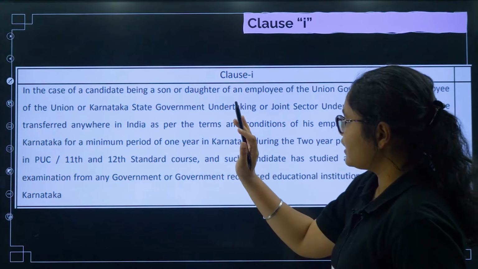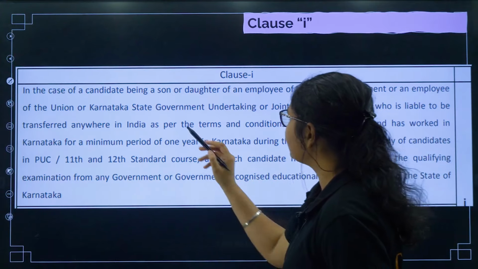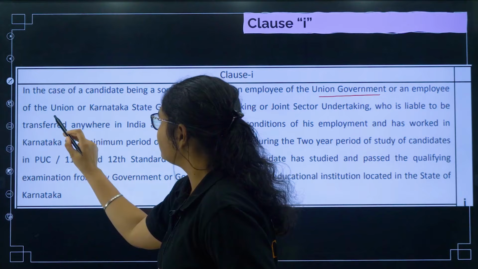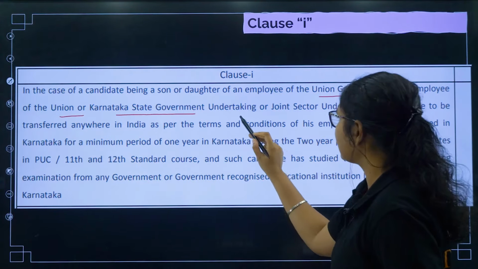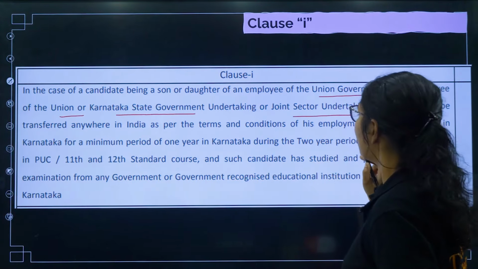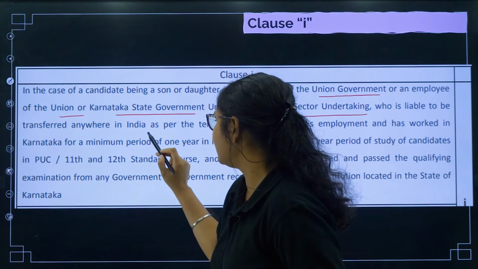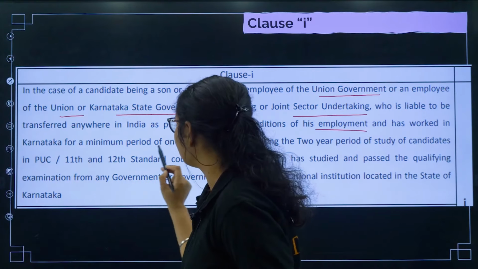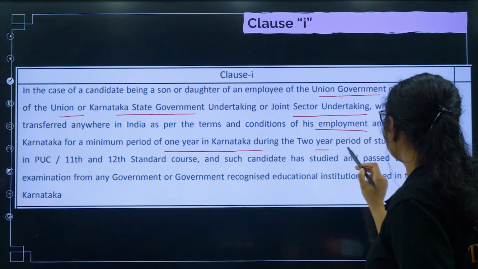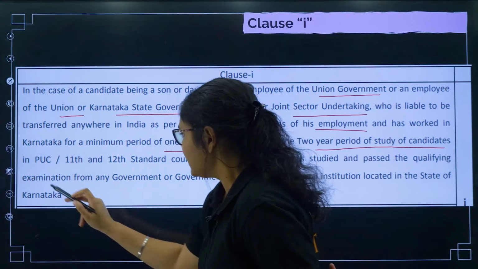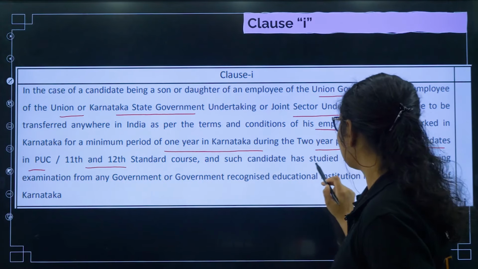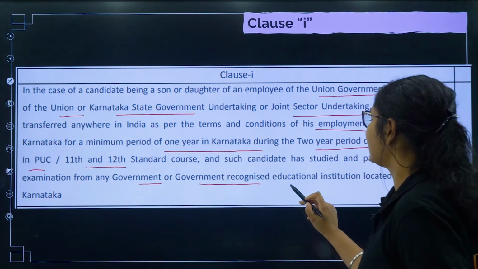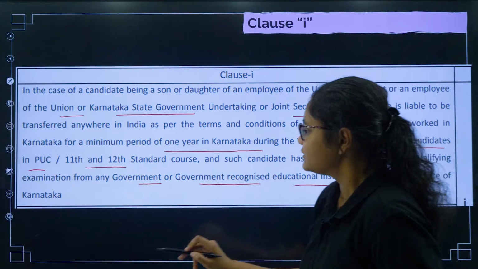Next coming, in case of a candidate being a son or daughter of an employee of the union government or an employee of the union or Karnataka state government undertaking or joint sector undertaking who is liable to be transferred anywhere in India as per the terms and conditions of his employment and has worked in Karnataka for a minimum period of 1 year during the 2-year period of the study of the candidate in PUC 11th or 12th standard, and such a candidate has studied and passed the qualifying examination from any government or government recognized educational institution located in the state of Karnataka.